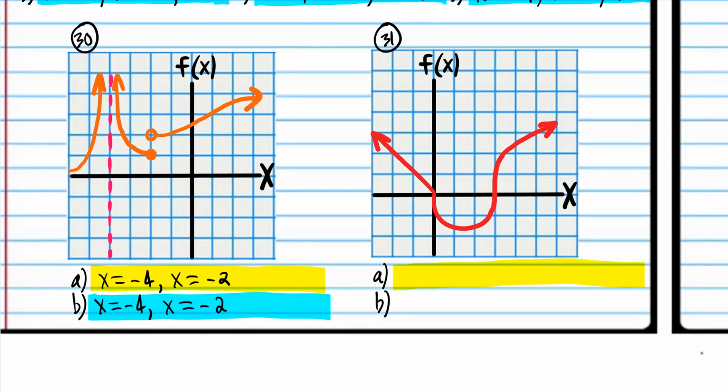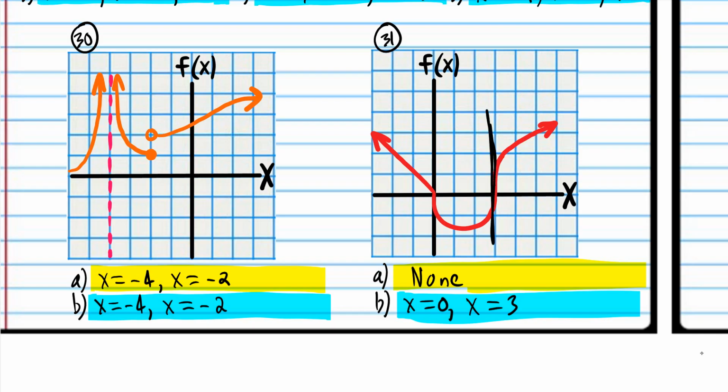So let's go to the red graph here. Do we have any discontinuities? And the answer is no, we don't. There's no breaks in the graph, so no discontinuities. Do we have any areas or any x values where the function is not differentiable? We do have a sharp turn when x is 0, and we do have a vertical tangent line when x is equal to 3. Right here, the tangent line is vertical.